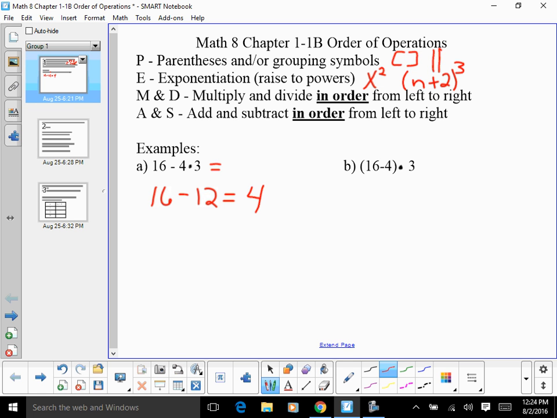If you would like to try B, you can hit pause and then hit play again to see how well you did.